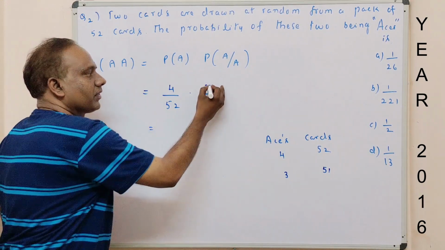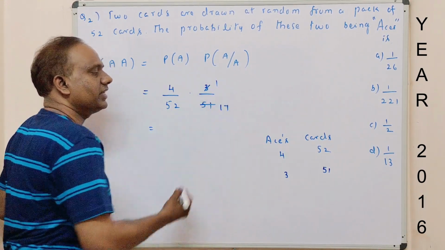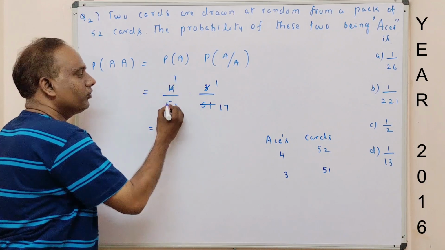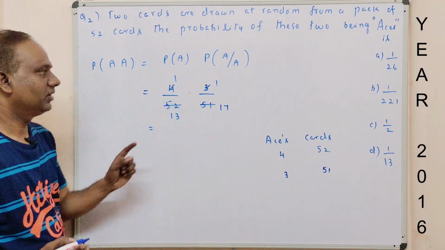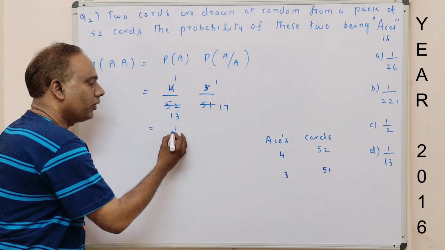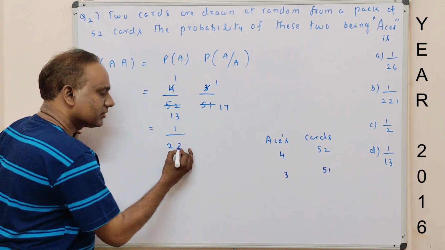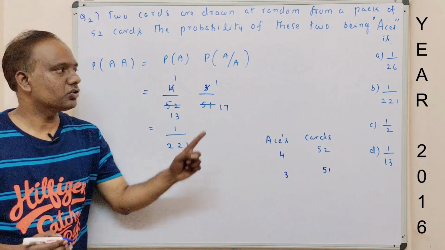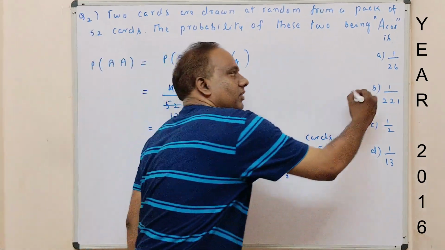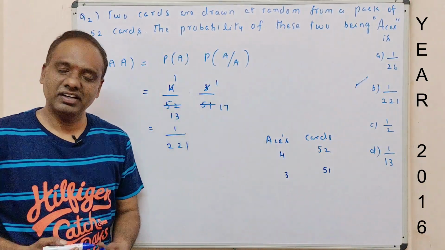So here 3/17, 4/13. 1 into 1 is 1, by 17 into 13. 17 into 13 is 221. So here option B is the correct answer.